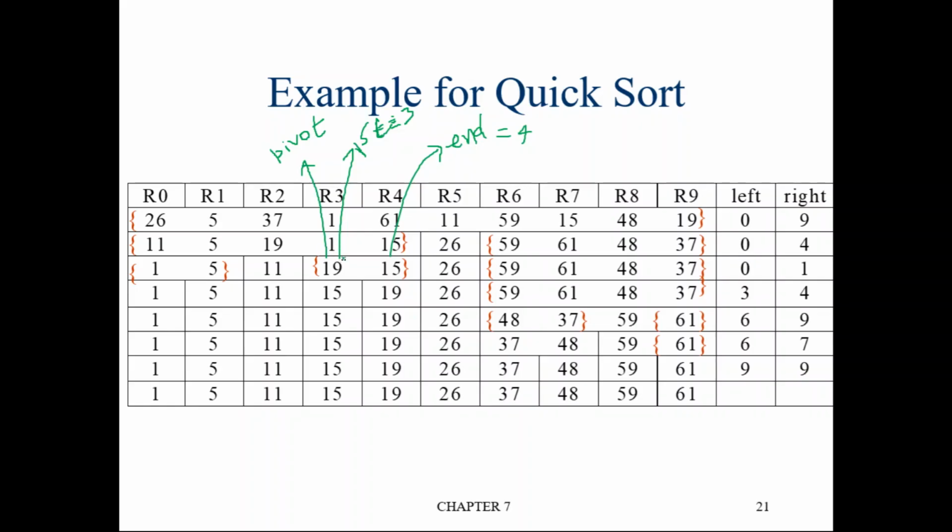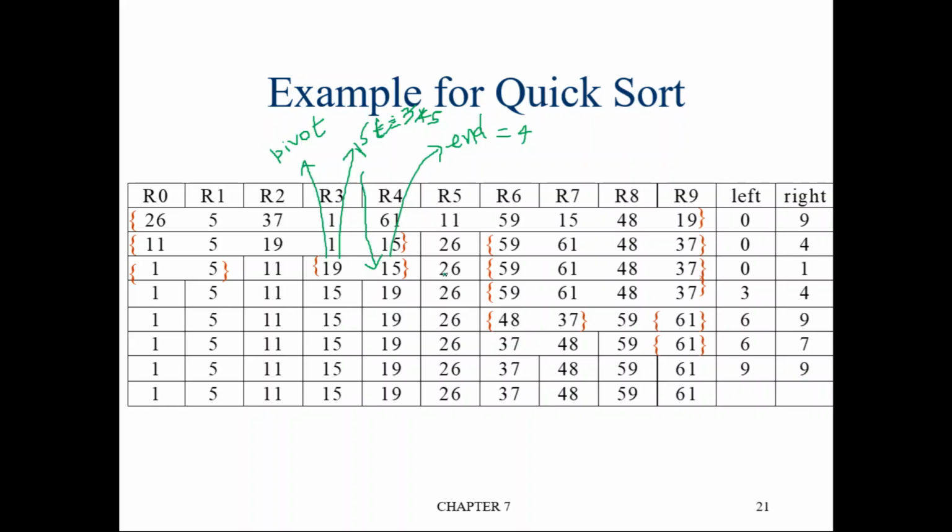Again start. The element at start location, is it less than or equal to pivot? The element at start location is 19. It's equal to pivot. So increment start. So start will now point to the 4th location. Again you check. Is this element less than or equal to pivot element? Pivot is 19. Yes, it's less than pivot. So increment. It becomes 5.